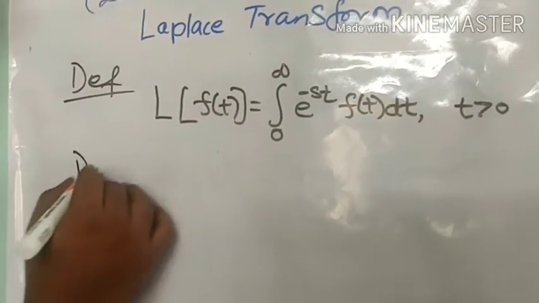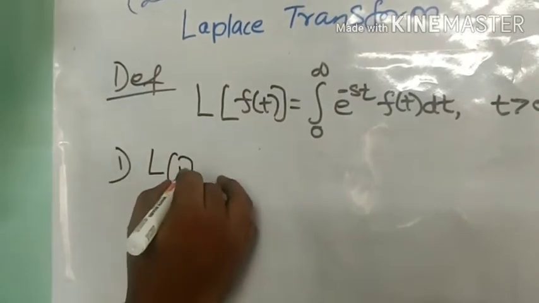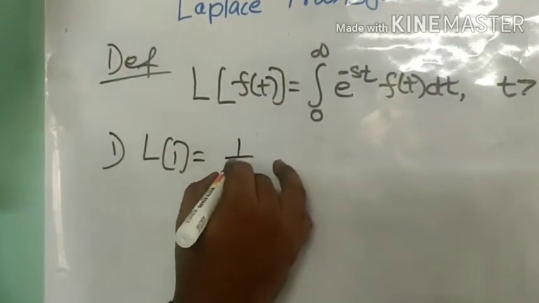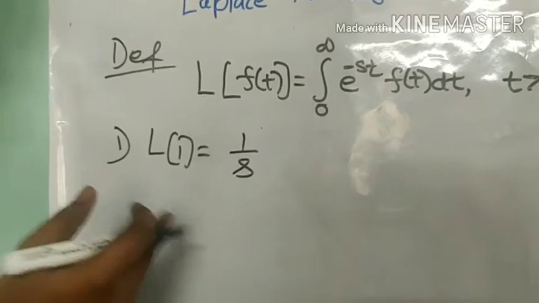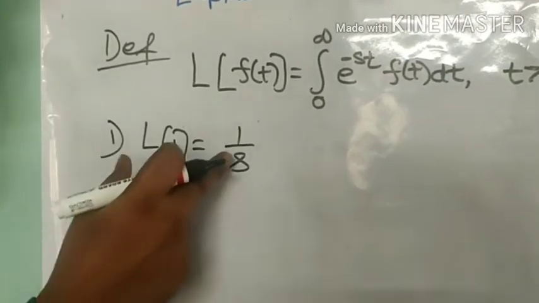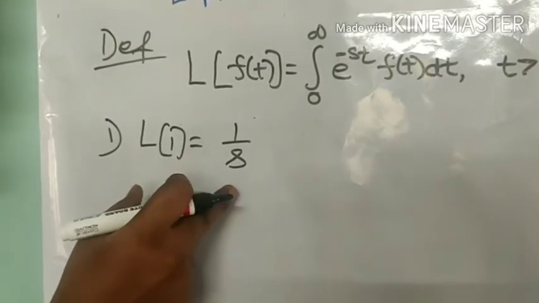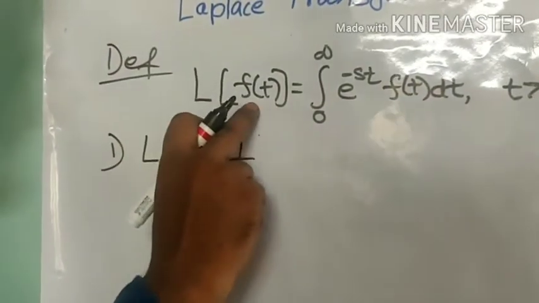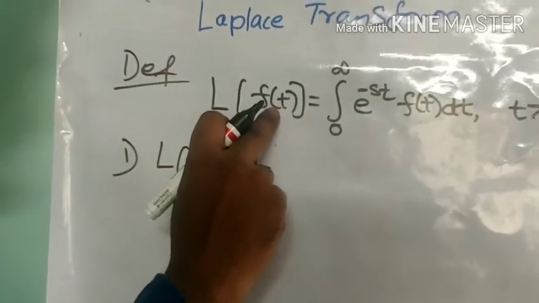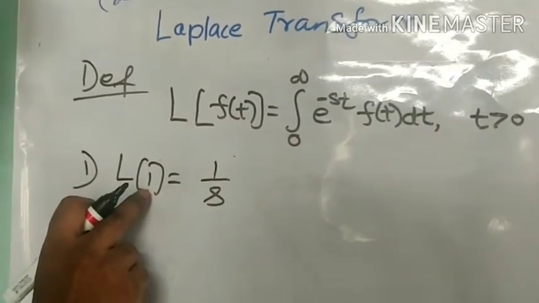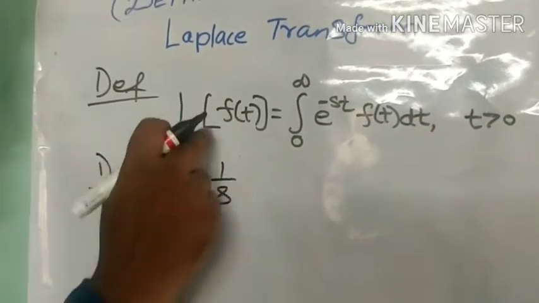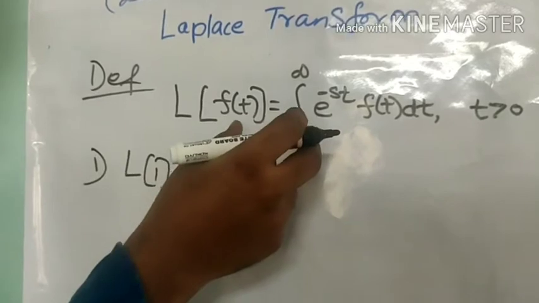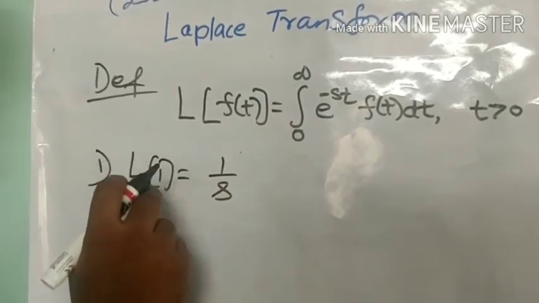So first one, Laplace of 1. The formula for Laplace of 1 is 1 by s. First you see the formula, Laplace of 1 equals 1 by s, and I will explain this using the definition. In L of f of t, f of t is a function of t. Here what is your f of t? It is 1. You just substitute 1 in the place of f of t, directly by the definition.